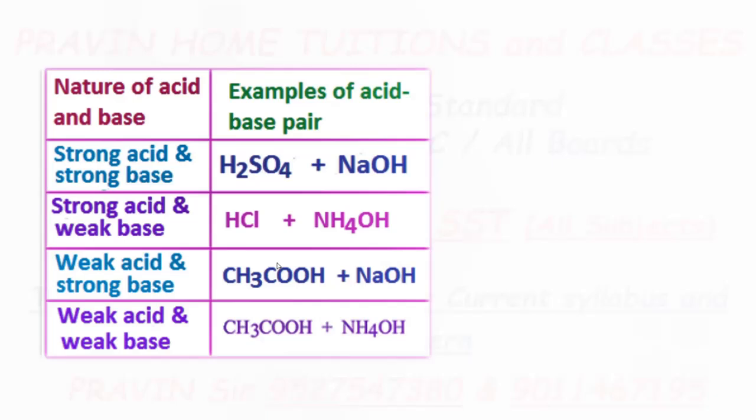Now, pairs of acid and base. Strong acid, strong base pair: H2SO4 and NaOH. Strong acid, weak base: HCl and NH4OH.